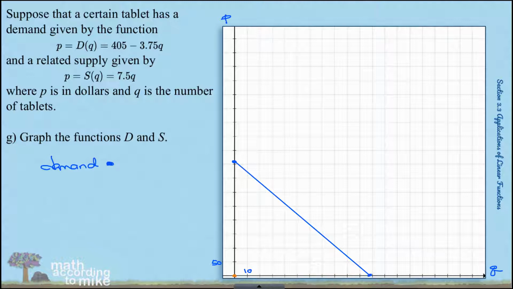But if P equals 7.5Q, then we need a nice and pretty number to make a good point here. Let's see. If I did Q to be 20, what's 20 times 7.5? Okay, Google. What's 20 times 7.5?